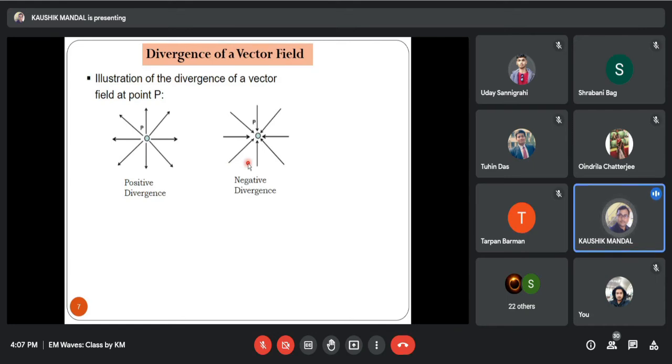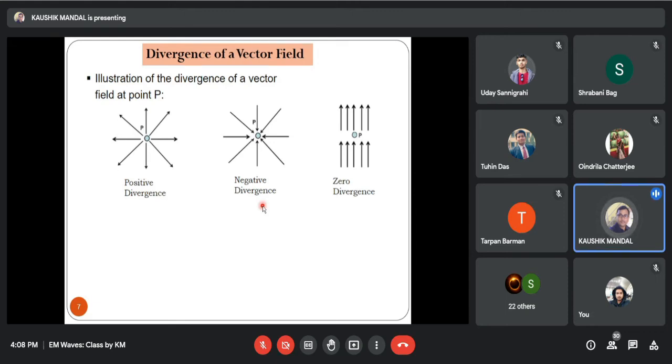Next, we are considering another case. In this case, we are considering an infinitely small volume at point P. All the power is incoming into this particular volume. So you can consider this a situation like a sink. The previous one was the case of a source, and this is the case of a sink. All the power is entering the infinitely small volume. So this is the case of negative divergence.